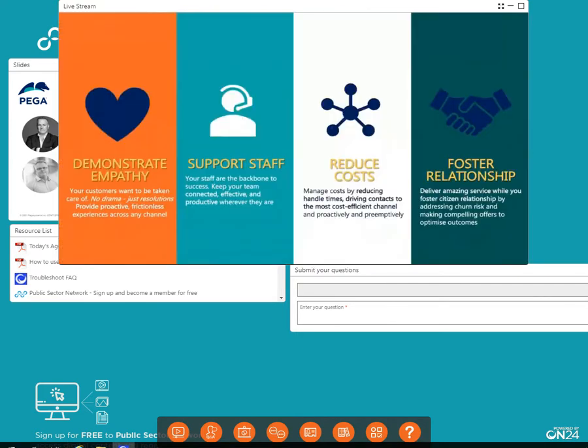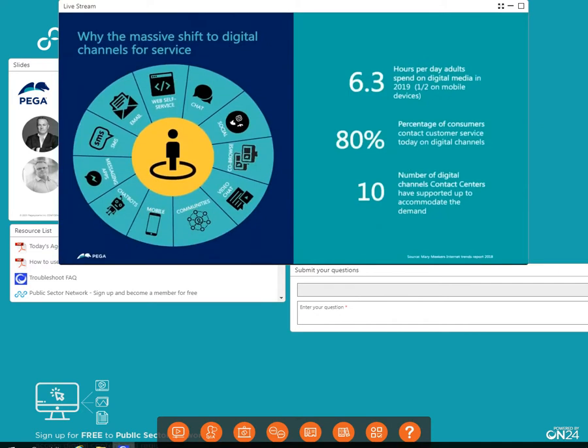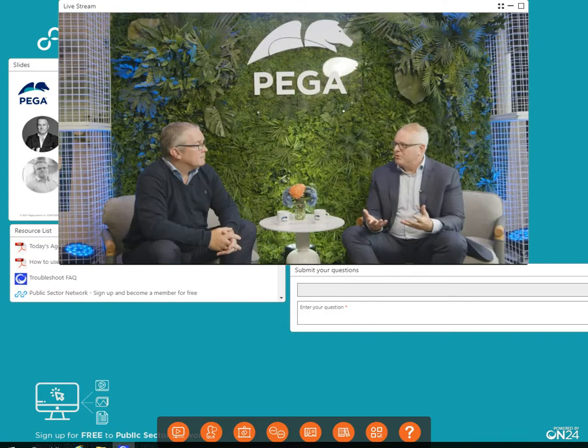More importantly, they can deliver against the four pillars of good customer service: demonstrate empathy, support staff, reduce cost, and foster relationships. Now, according to Mary Meeker, citizens are now spending approximately 6 hours of their day on digital media, and over half of that is using mobile devices. And the convenience level that we're seeing through digital channels is now driving 80% of consumer contact through those digital channels. And customers are expecting that seamless interaction regardless of what channel they come through. And that's being accelerated through the COVID process as well.